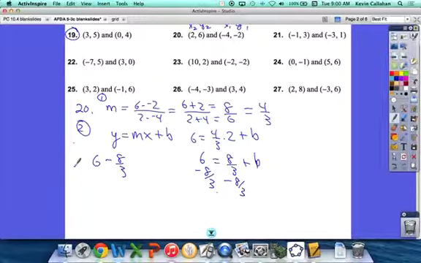It's kind of like the worksheet we were just doing. We're subtracting fractions now. So we need a common denominator. Multiply the 6 by 3 over 3. So this thing is going to be 18 over 6 minus 8. Oh, sorry. I said 6. Should have been 3. 18 over 3 minus 8 over 3, which is 10 over 3. Right, so this is the b.